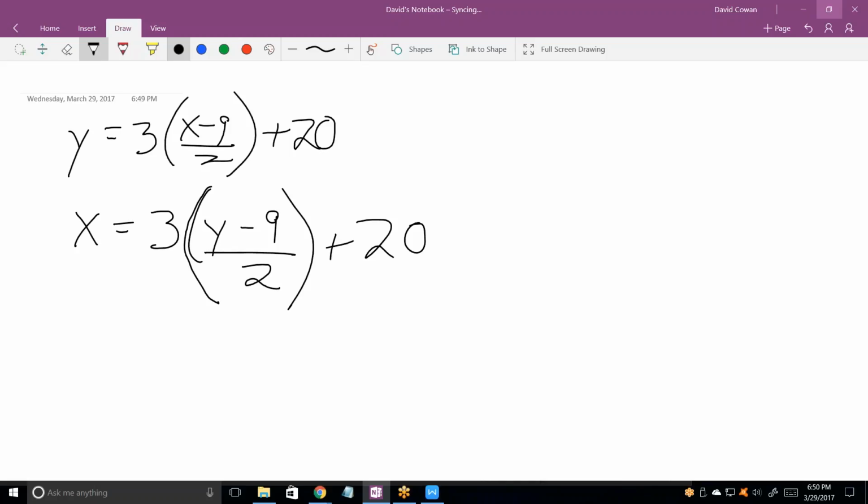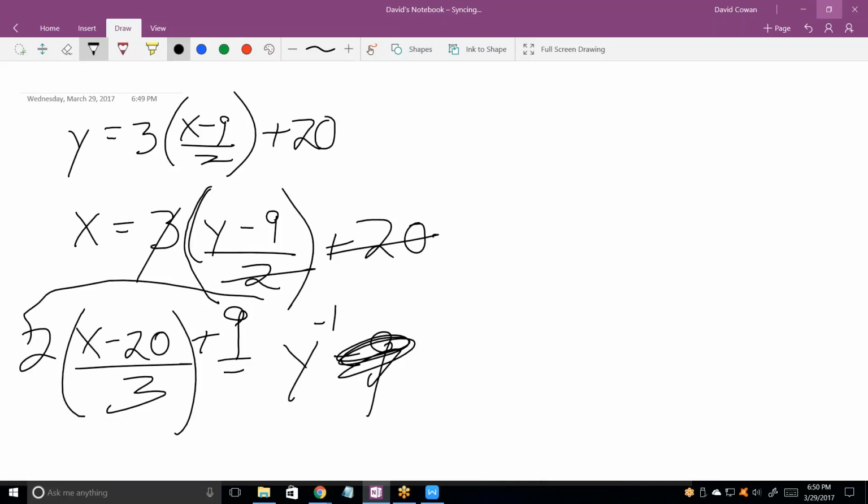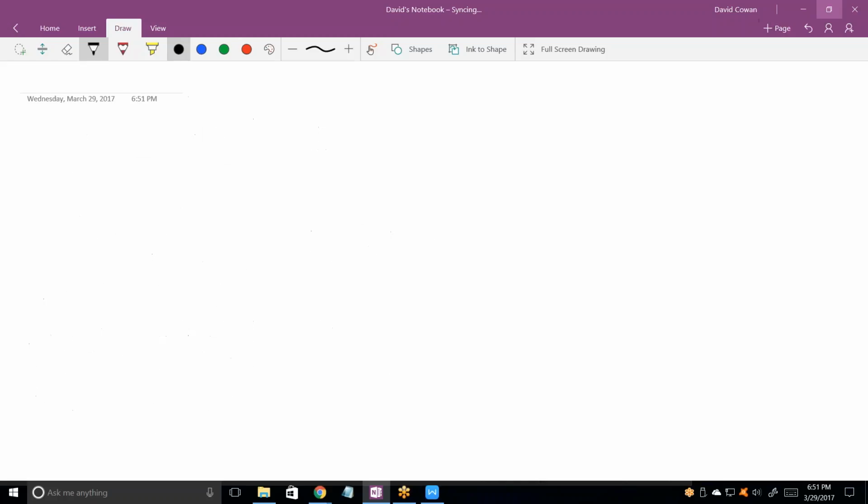Okay, what's the first step? Subtract 20. Next step? Divide by 3. Next step? Multiply by 2. Last step? Add 9. And put the inverse sign there. So that's y inverse. Now, since we got a few minutes, I'm surprised they didn't give you one, but I'm going to give you one.